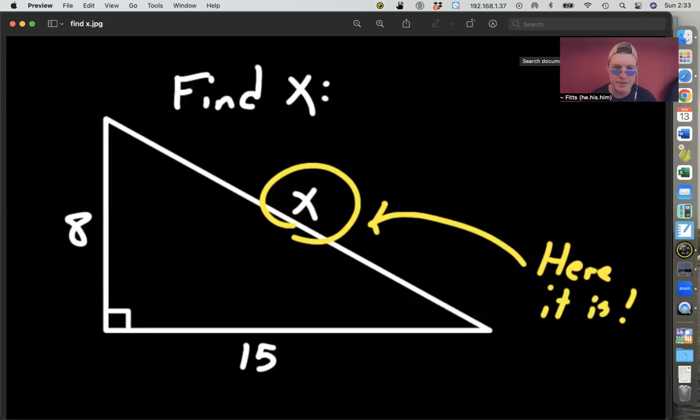Hey students, it's me, Mr. Fitz. So today we're gonna study some triangle congruence theorems, and I'm wearing my congruent triangle sunglasses just for that.